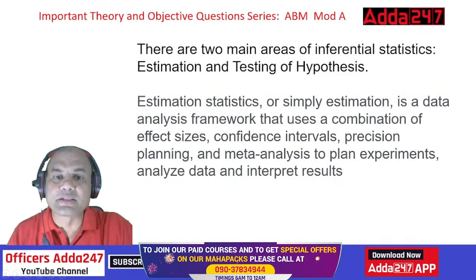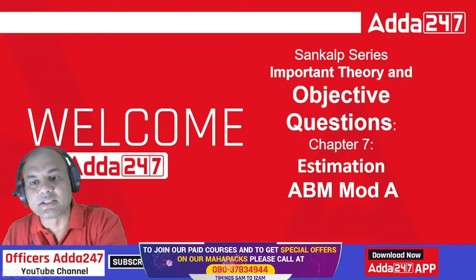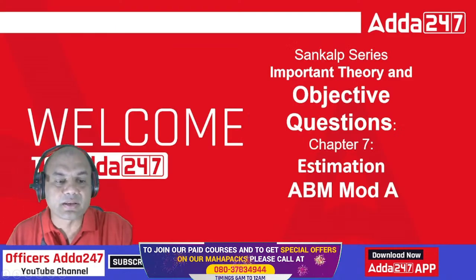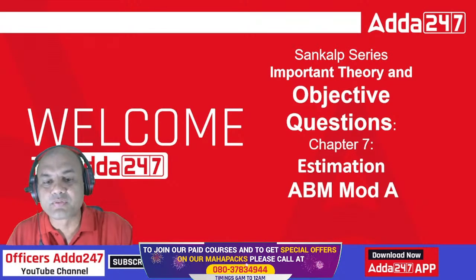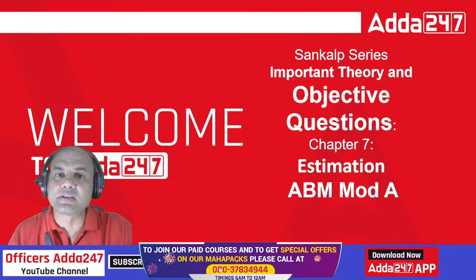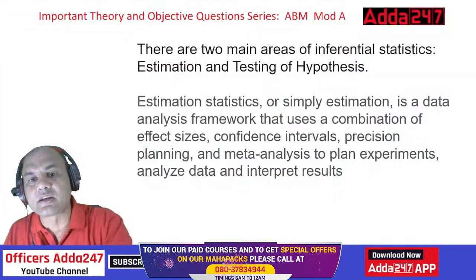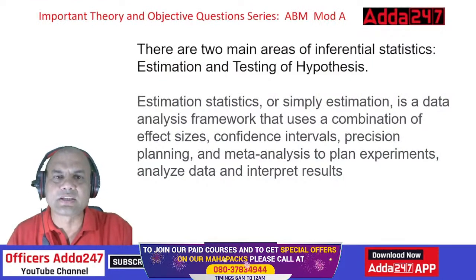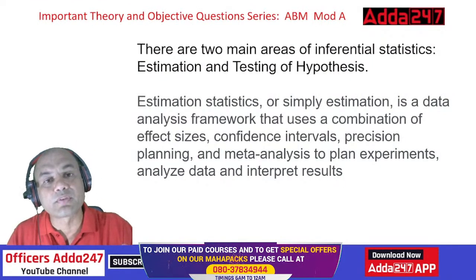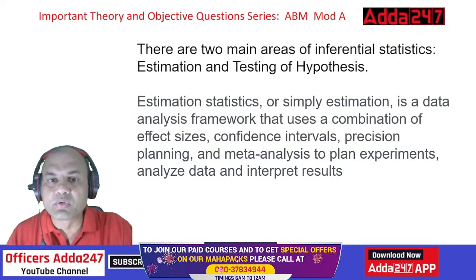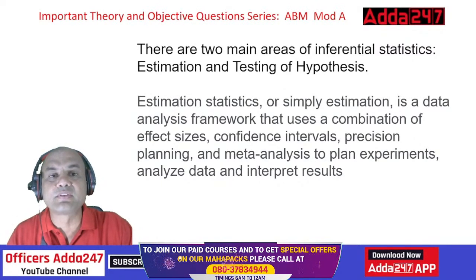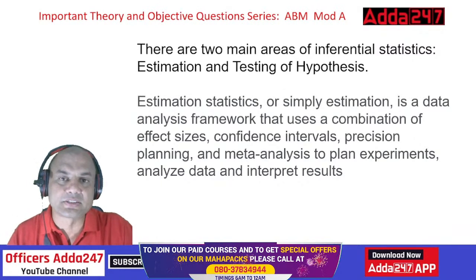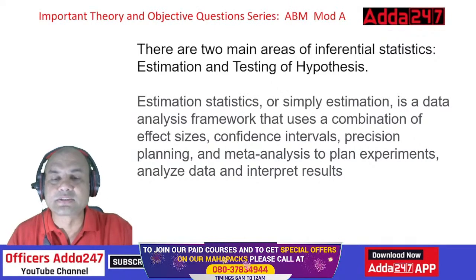Here, estimation. What is the topic? Estimation is an important chapter in your module A of your ABM. The base of everything is correlation and regression. Correlation is the base for any of these statistics topics, but estimation is a part of that. What do we do in estimation actually? In estimation, we find future estimates based on the past results.